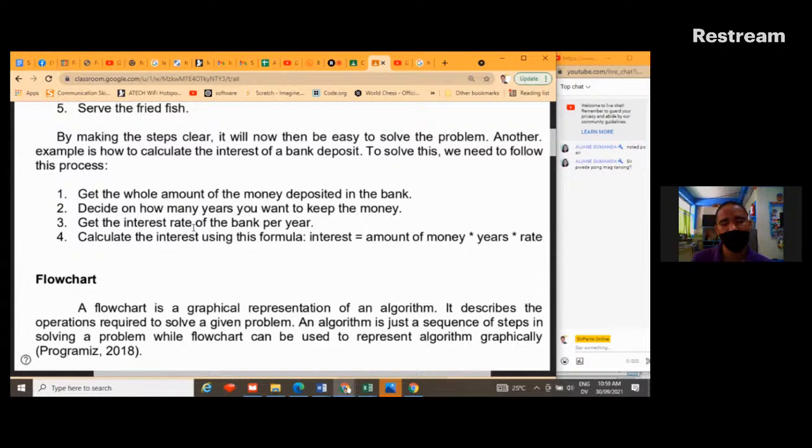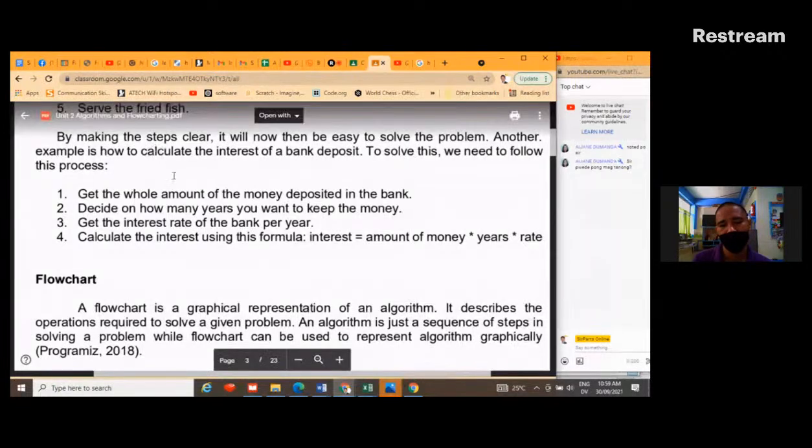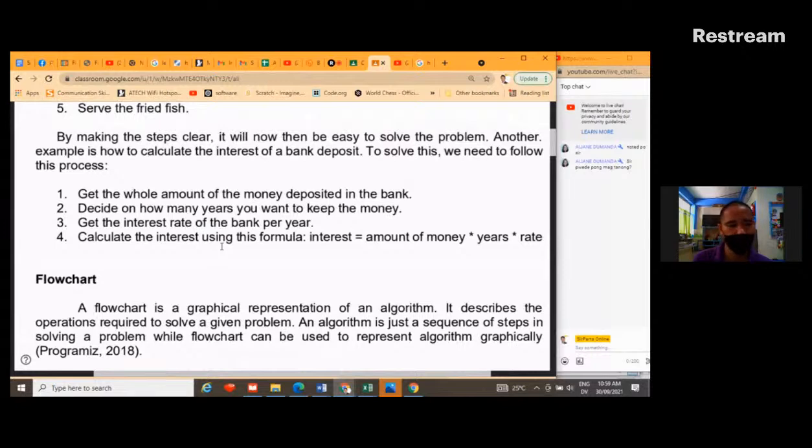Okay, so that's all guys, that's algorithm. I hope you understand how to create an algorithm. Okay, so let's proceed now to flowchart.